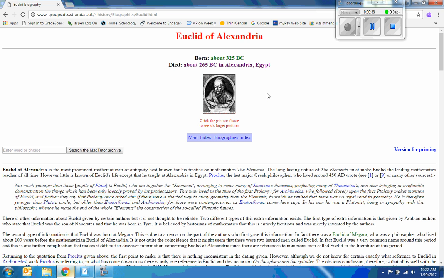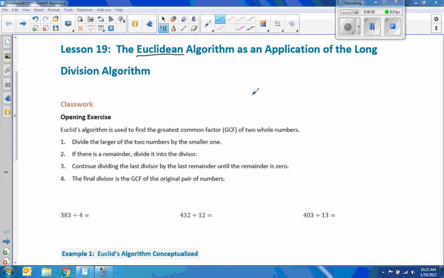Okay, so he was an Egyptian philosopher, very brilliant man. They often call him the father of geometry. So well over 2,000 years ago, this guy walked the face of the earth, and he was the one who actually started recording theorems and algorithms of mathematics. So that's just a quick background of what this Euclidean algorithm is.